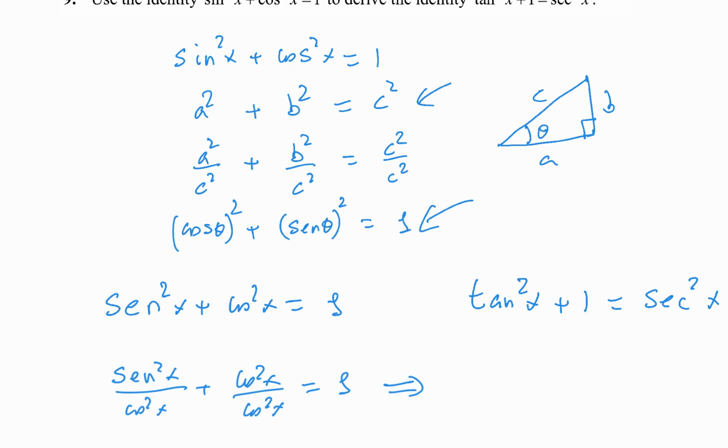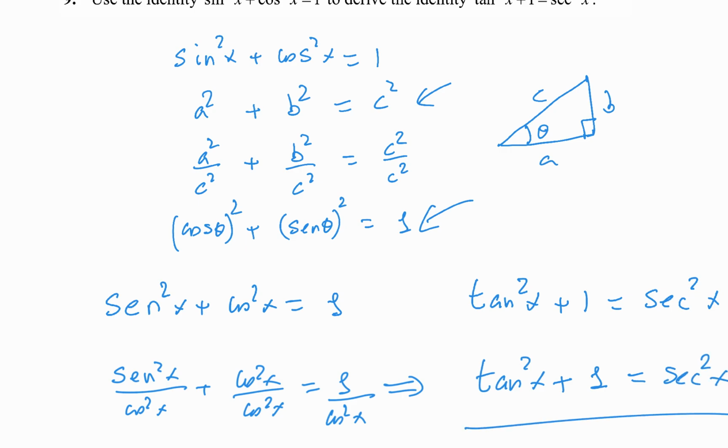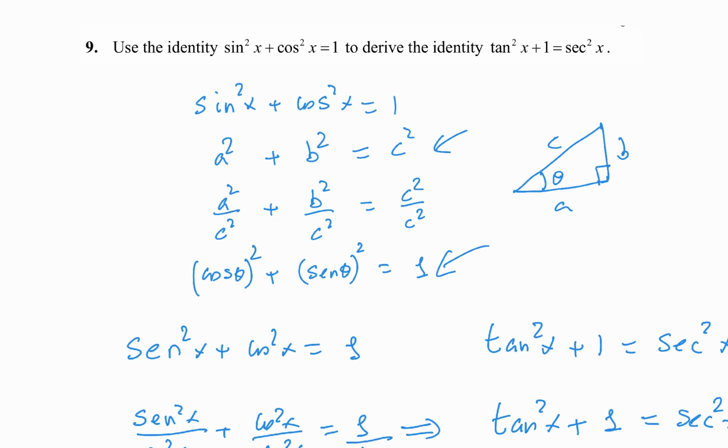And now I have the identity. Sine square of x divided by cosine square of x is tangent square of x, plus cosine square of x divided by cosine square of x is 1, plus 1 divided by cosine square of x, and 1 divided by cosine square of x is secant square of x. So this is the proof that this relation, sine square of x plus cosine square of x equals 1, and this other relation are the same one.